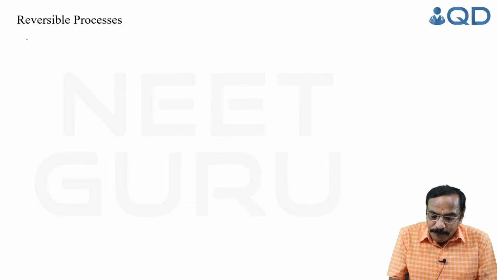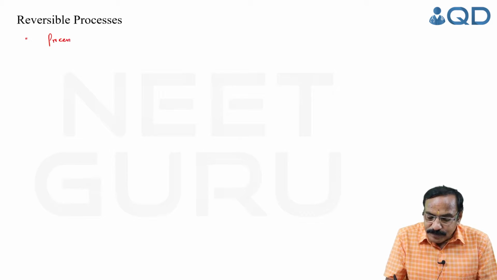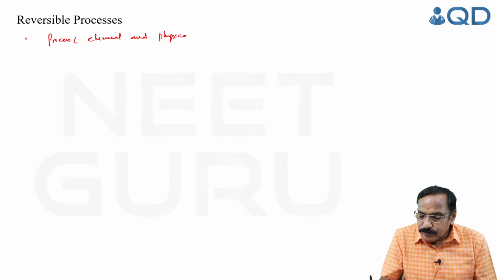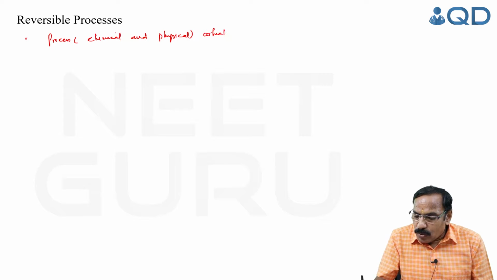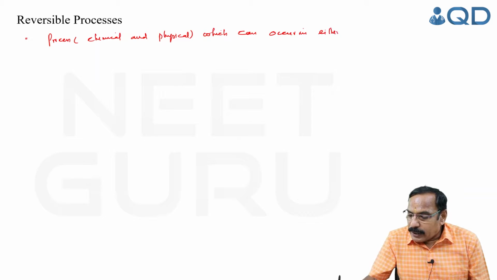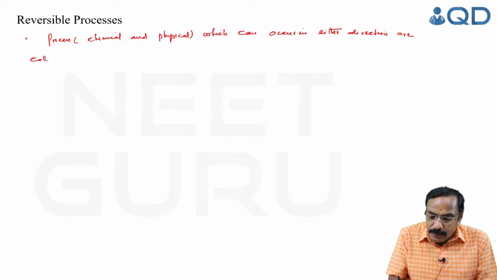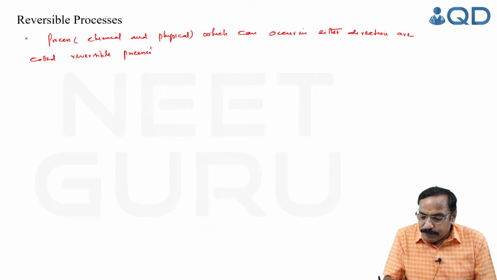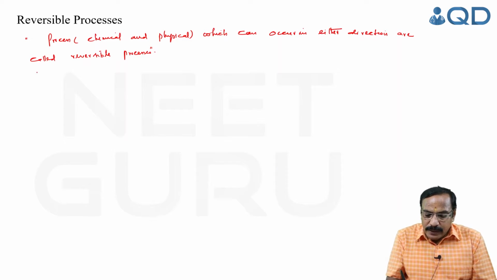So processes, chemical and physical, which can occur in either direction, are called reversible processes.